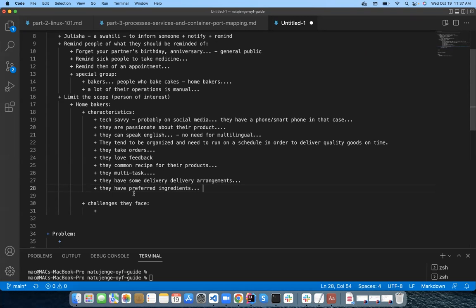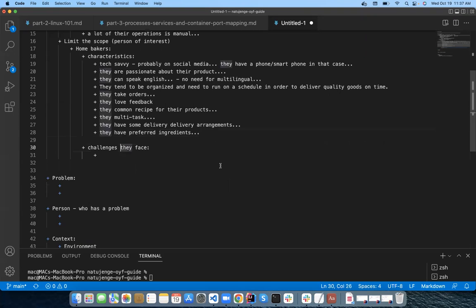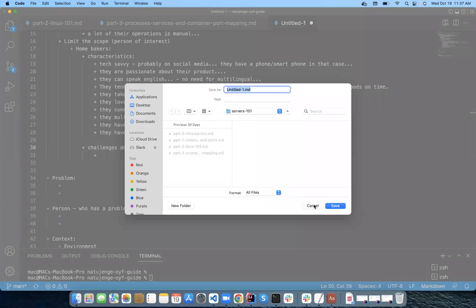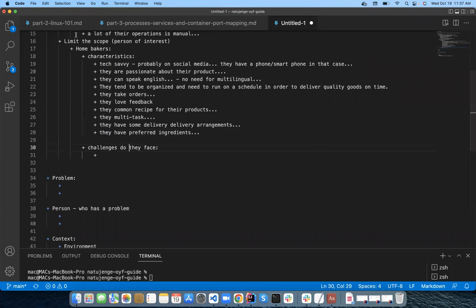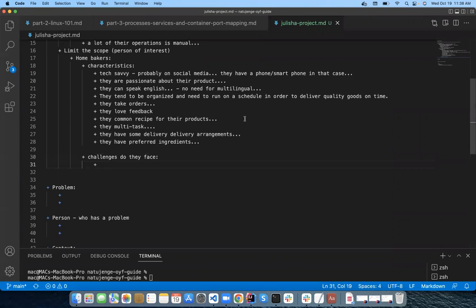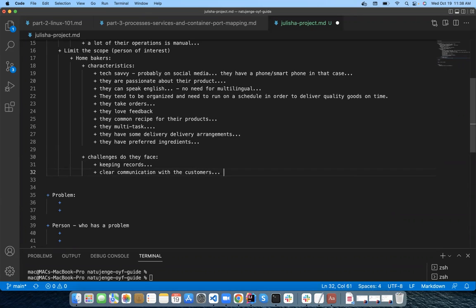What are their problems? What challenges do they face that could be solved by Julisha? Remember, Julisha is a service that's supposed to remind them. So we can hear that they have serious challenges. Keeping records is one challenge that Waithaka has given. Molly says clear communication with the customer. Challenges, accuracy with the ingredients.